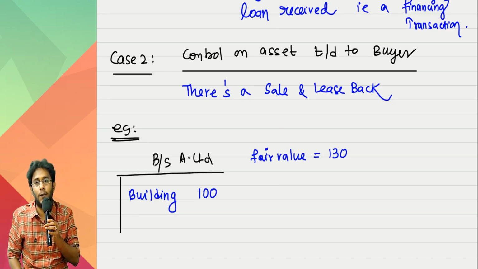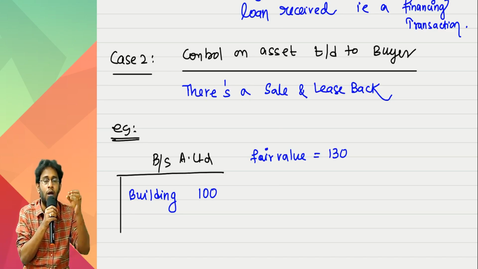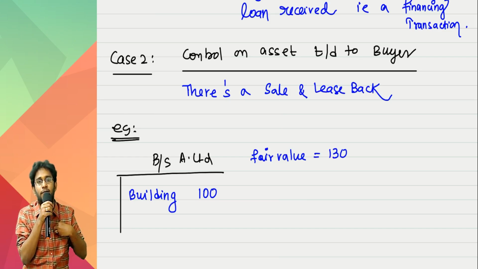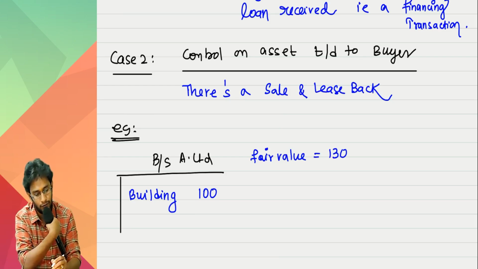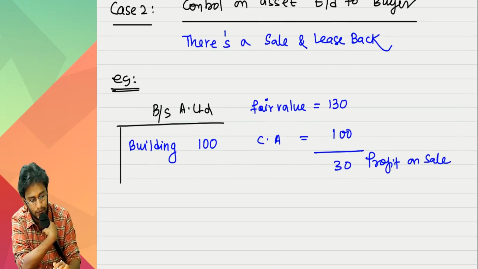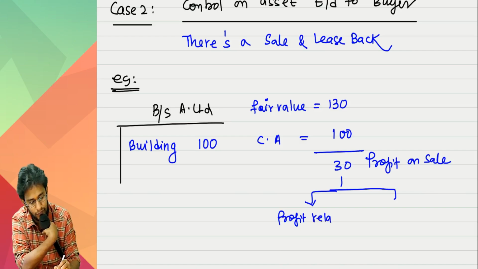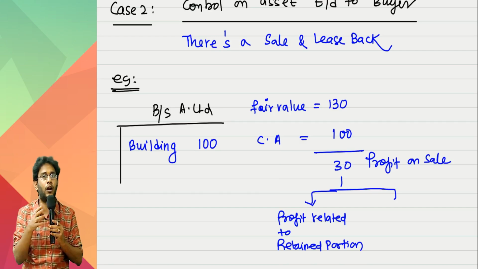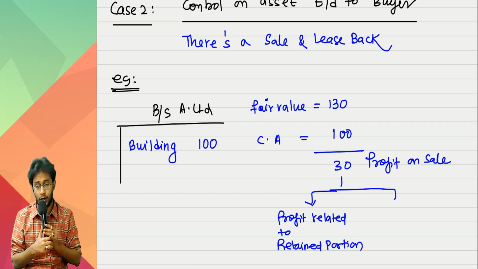Since the asset is anyway going to come back to you, the profit related to that portion of the asset which you are not transferring to the other party but retaining with yourself because of a lease transaction, to that extent profit cannot be recognized. So if you observe now, fair value is 130, carrying amount is 100. So profit on sale will be how much? 30. What the standard asks is, in this 30, how much is profit related to the retained portion? The concept of retained portion comes because you are leasing it back. Had you not been leasing it back, you would recognize 30 in your P&L account, but I am leasing it back.